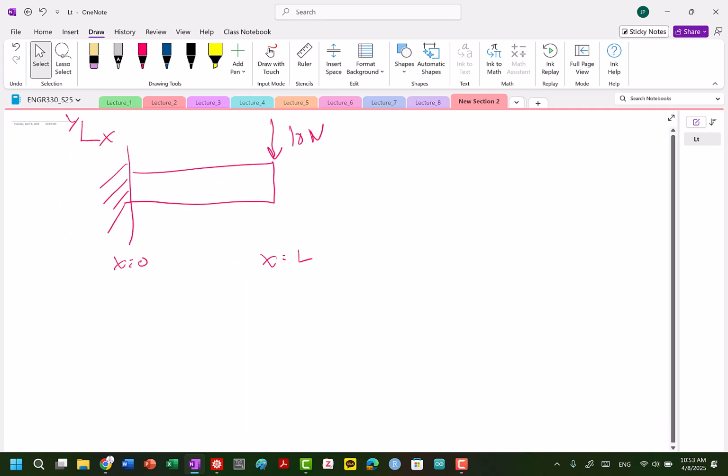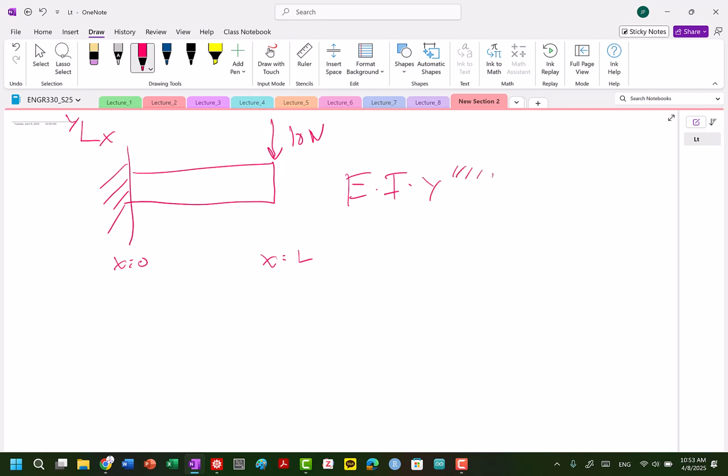Now, the way I typically like to start is I know I can write out this equation, E times I times y quadruple prime of x, set that equal to q of x. In this instance, because it's a point load, our q of x is going to be equal to minus 10 times Dirac delta times x minus L.